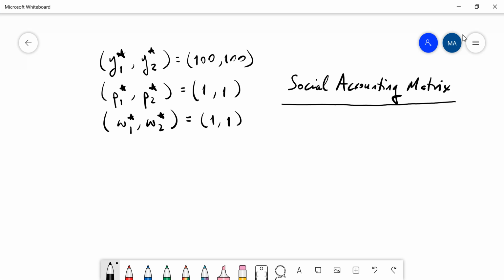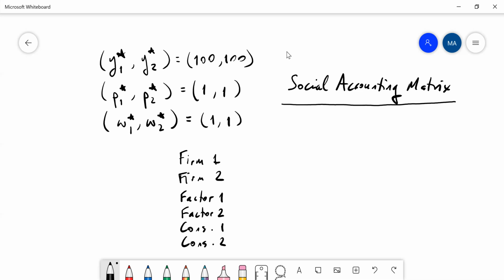So we have different accounts, right? We have the first firm, the second firm, the first consumer, the second consumer, right? And then we have factors. Maybe I should do this. We have factor 1, factor 2, right? So these are production factors. And we have consumer 1 and consumer 2, okay?